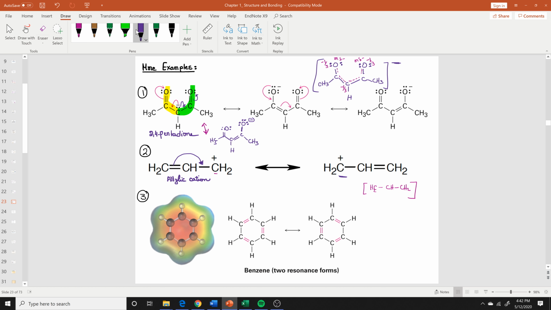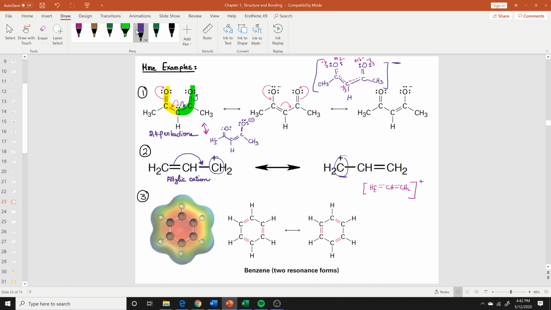And then between those two carbons, it's a double bond here, a single bond there, so draw a dotted line. Single bond here, double bond there, so draw another dotted line. The structure has a positive 1 charge. The positive 1 is divided between this carbon and this carbon over here.